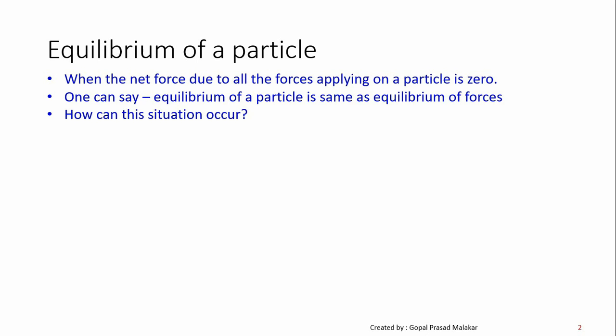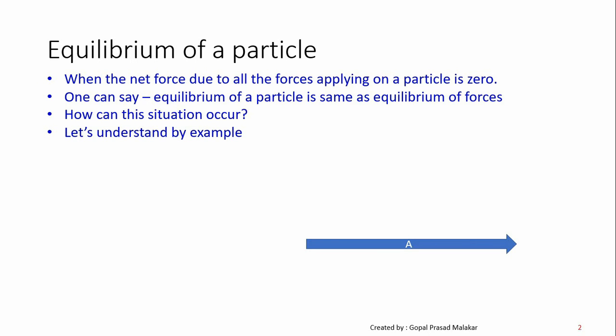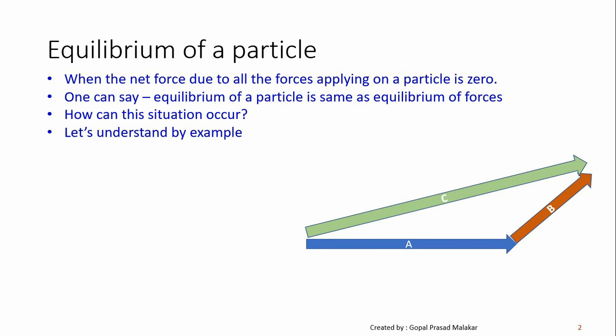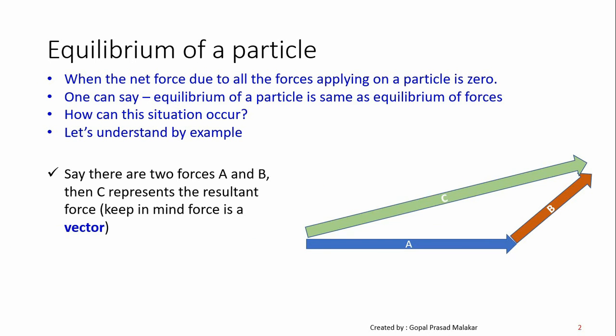So let's understand how we can get into this kind of situation. Let's see it by example. Let's say there is a force A, there is force B, that will result in a force C. Why? Because force is a vector quantity. So if there is a force A and there is force B, it is as good as force C.